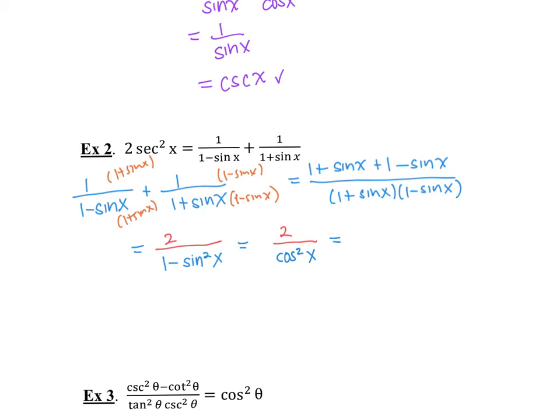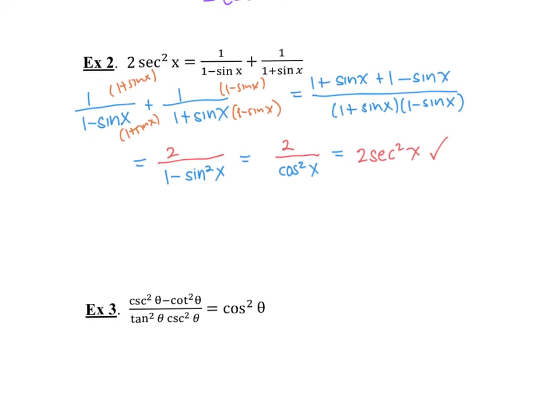Okay, 2 over cosine squared x can be rewritten as 2 secant squared x, which was what I was trying to prove. So my proof is done, my verify is done, and I've done what I can. And again, you could have started on the left side and converted it into the right, and it would still be correct. Okay, I'm going to go ahead and go to example 3.